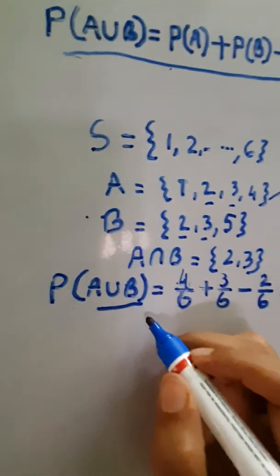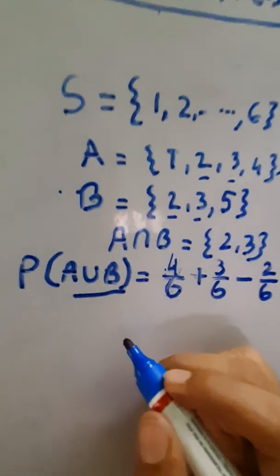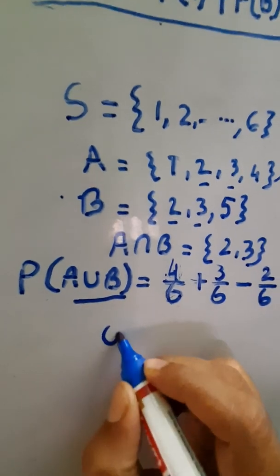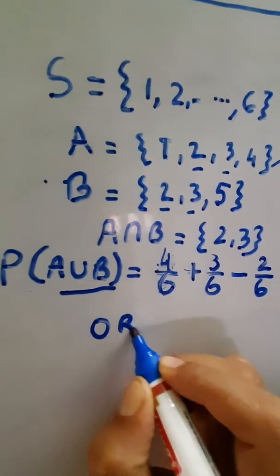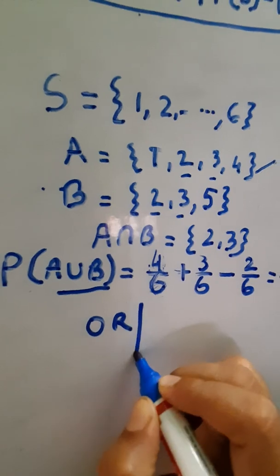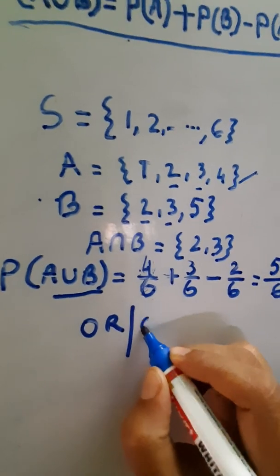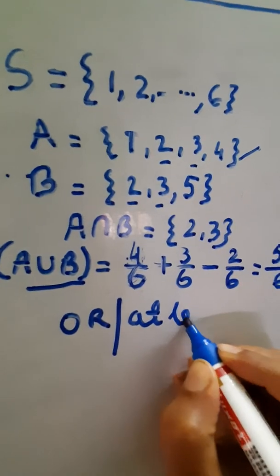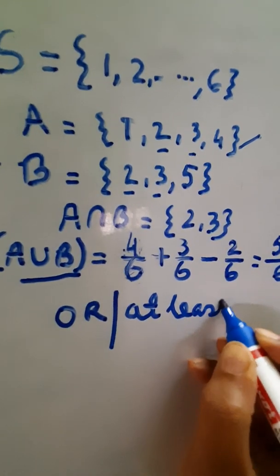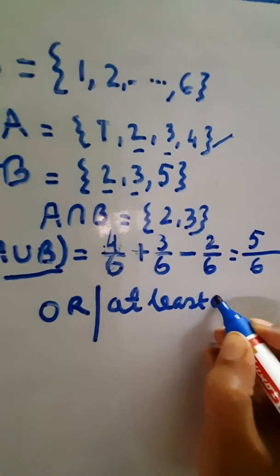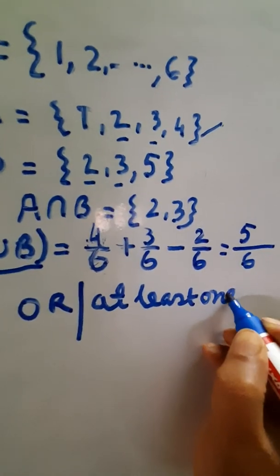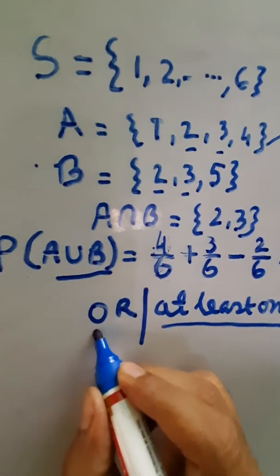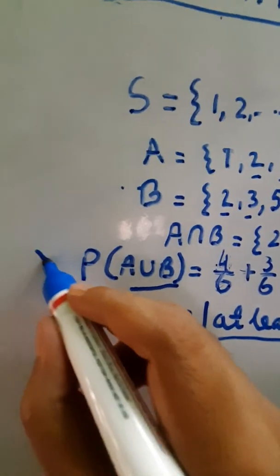To make it clear what union means: in general, when a problem is given to you, you will find the terms "either or", or "at least one". If these terms come in your question paper, then you will use this formula.